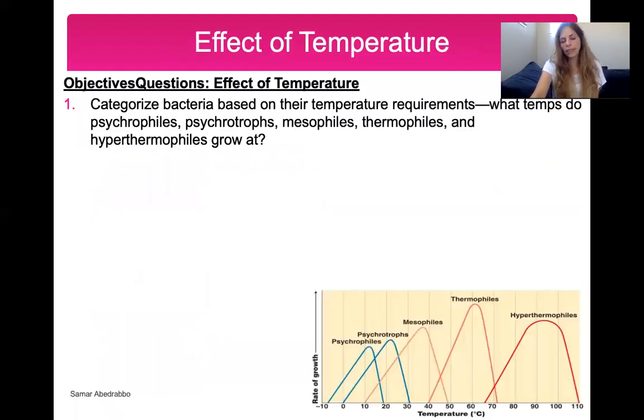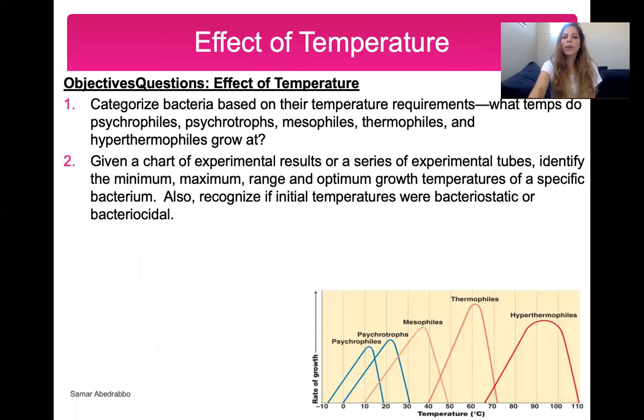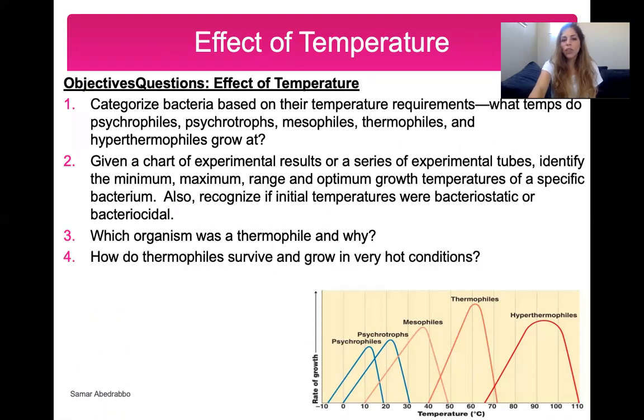And what I want you guys to learn from this lab, even though you're not doing it, is I want you to know what these terms mean. So psychrophile, mesophile, thermophile, I want you to know what they mean. Which one is heat-loving organism, cold-loving organism? I want you to know what optimum temperature means and what it means for a temperature to be bacteriostatic or bactericidal. Know which organism was a thermophile and why. How do thermophiles survive and grow in very hot conditions? So I talked about that.